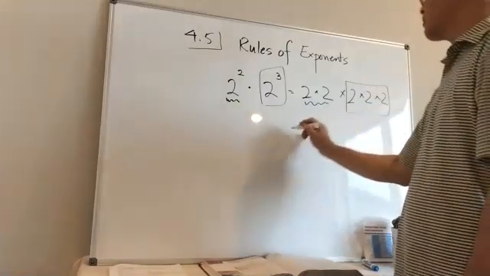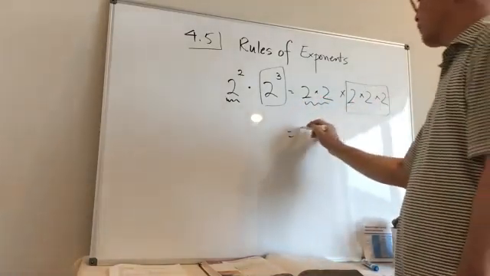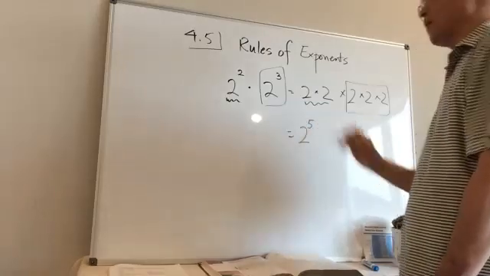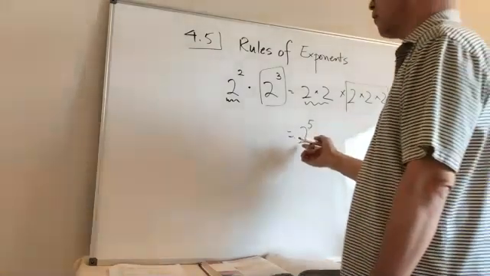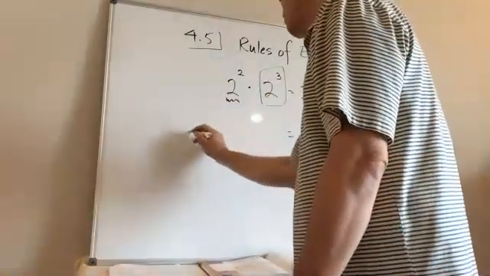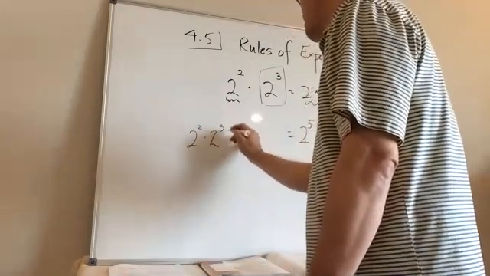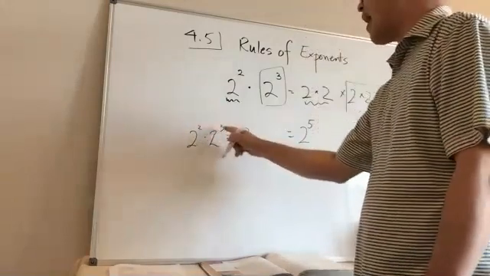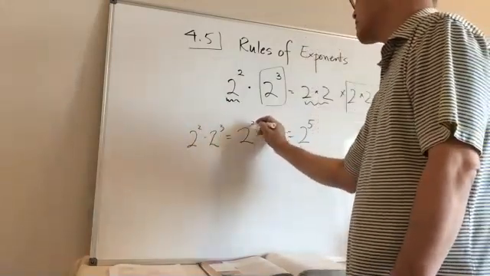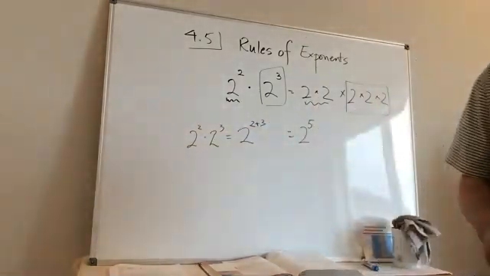So what do you have all together? You have 1, 2, 3, 4, 5. So you have 2 to the 5 power, right? 2 to the 5th power. In other words, 2 to the 2nd power times 2 to the 3rd power is the same as 2 to the, you're going to add the exponents, and you're going to get this. Okay?